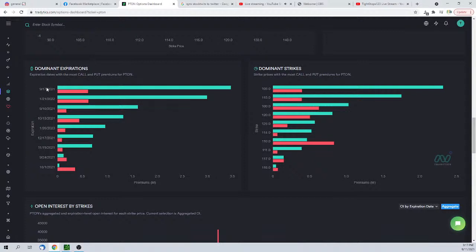Dominant expiration dates, September 17th was the dominant one. And then somebody bought some leaps, a bunch of leaps for 120, 122. Your bigger institutions and your big money is going to buy these short-term plays sometimes, but they're going to buy them farther out for safer because they got billions to play with. And this is your dominant strike prices on Piton.